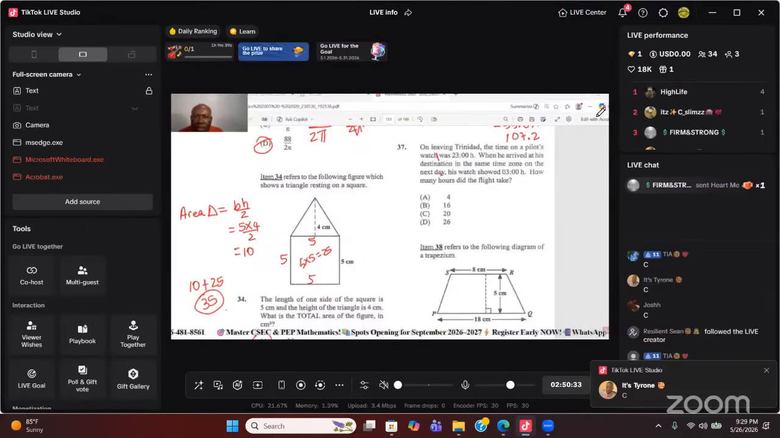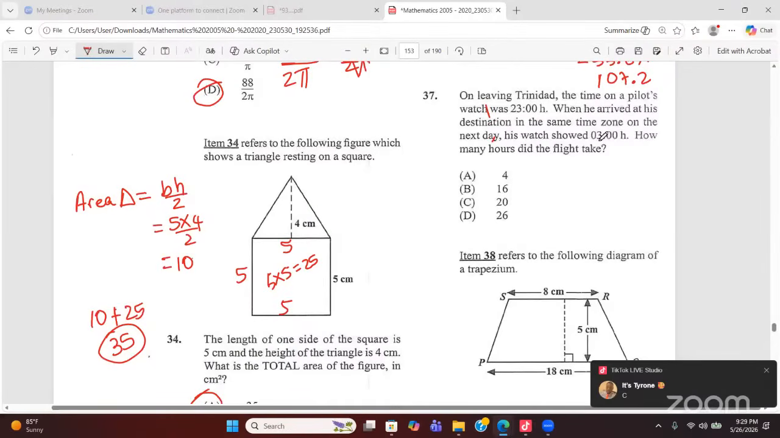Leaving Trinidad at 23:00, which is 11 at night, when he arrived at his destination in the same time zone the next day, it was 3 a.m. How many hours did the flight take? Listen, this is 11 p.m. to 3 a.m. A 4-hour flight. We must have 4 hours. So no biggie, because it's 11 p.m. to 3 a.m. So that's a regular 4-hour flight.